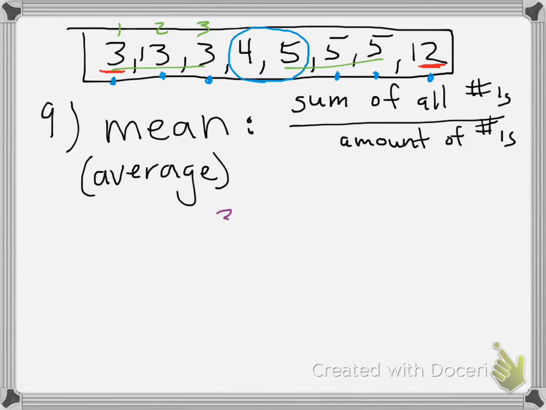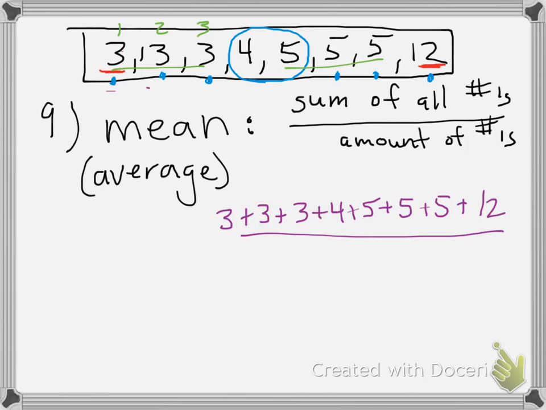So I'm going to do 3 plus 3 plus 4 plus 5 plus 5 plus 5 plus 12. I'm going to do that and put it over. We found out there were 8 numbers, over 8.